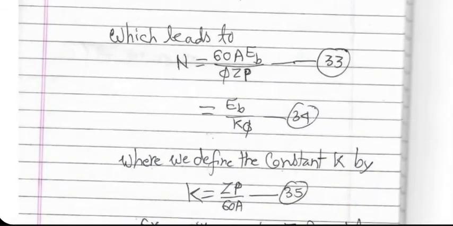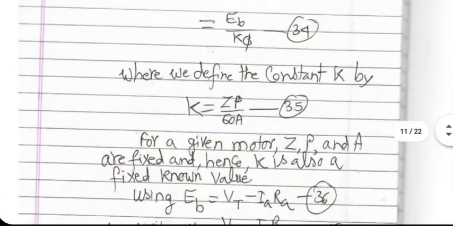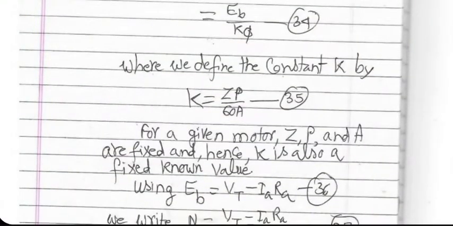So let me look at this equation once again. I have simply written this equation 33 as Eb divided by some constant K multiplied by phi. K means, I'm sure you can figure out what K is. It's a constant, ZP divided by 60A is the value of K. For a given motor, Z, P, and A are fixed, and hence K is also a fixed value.